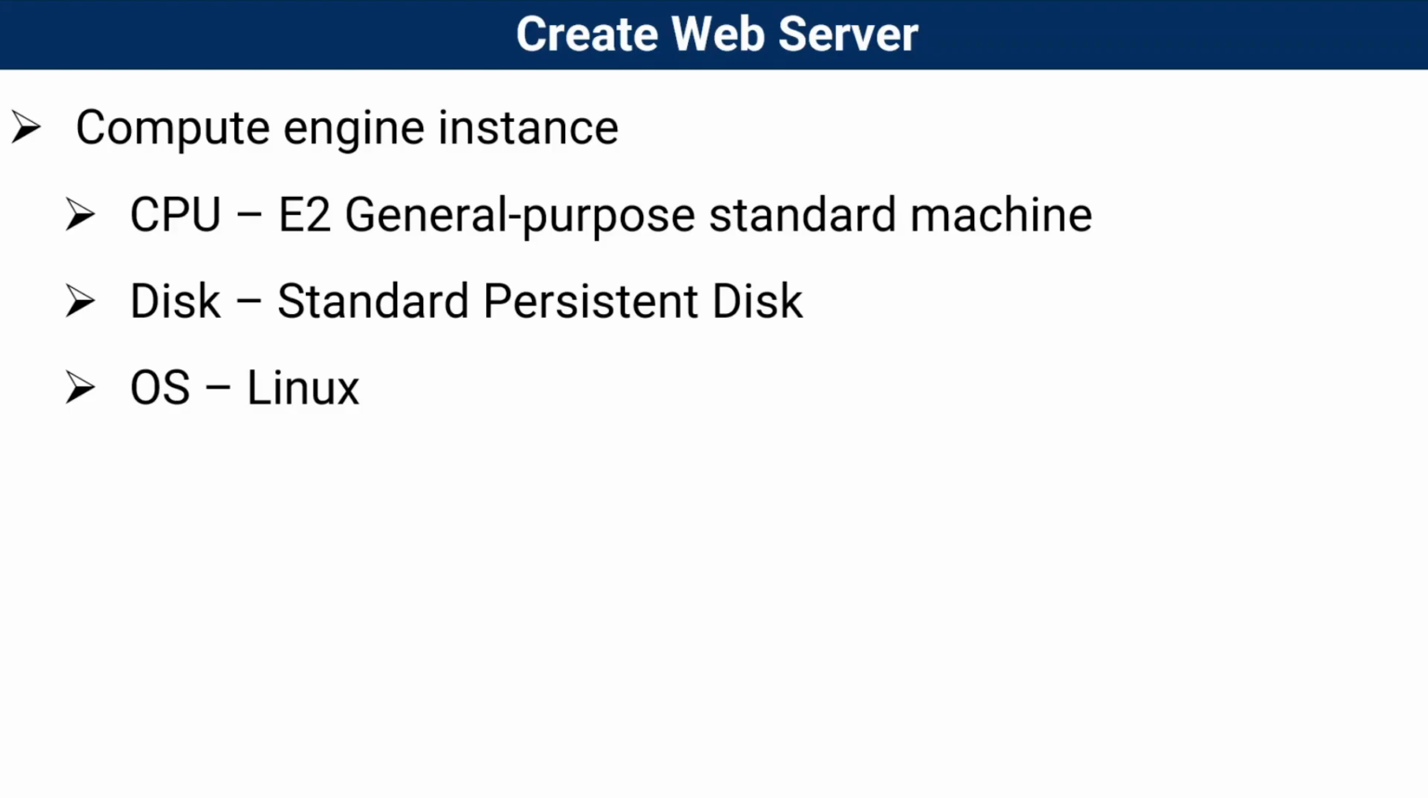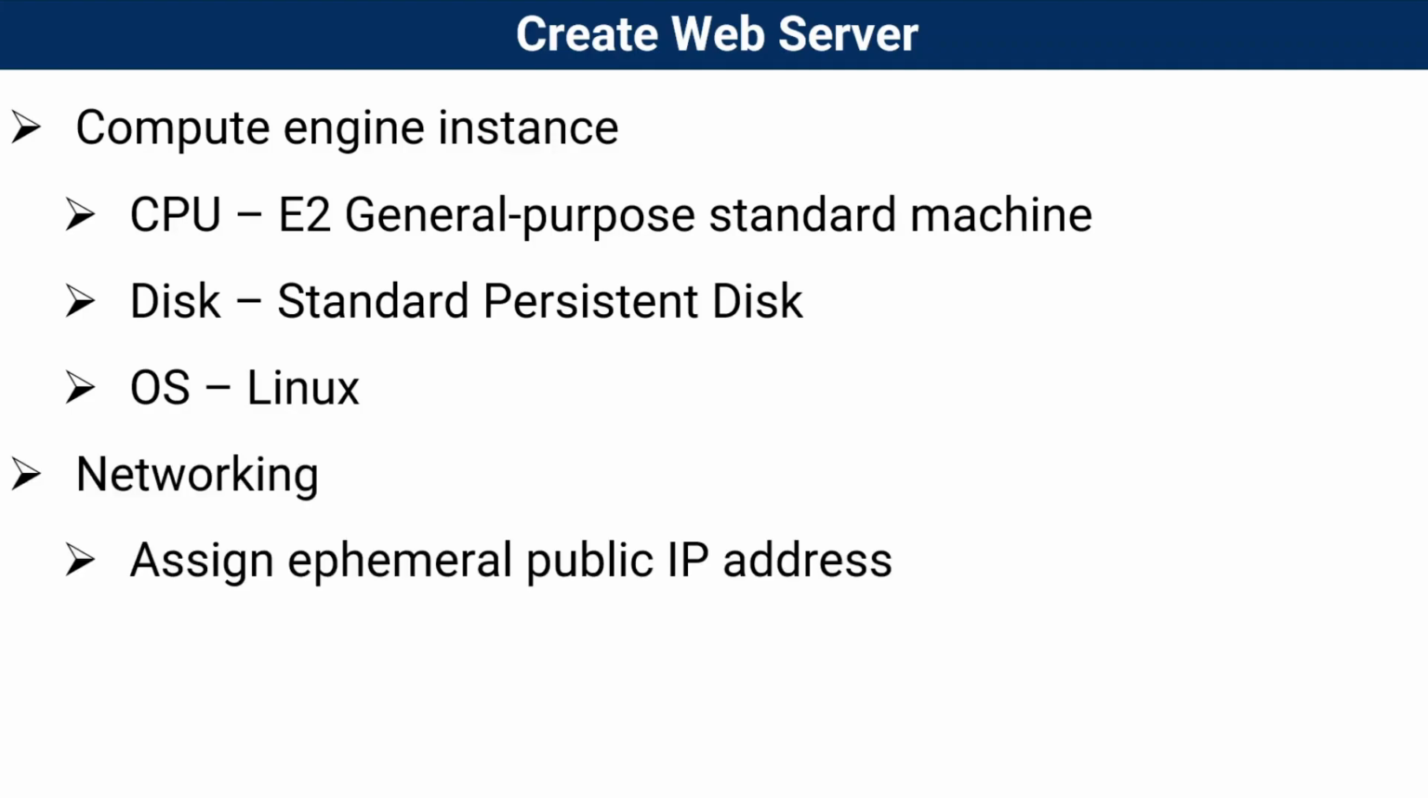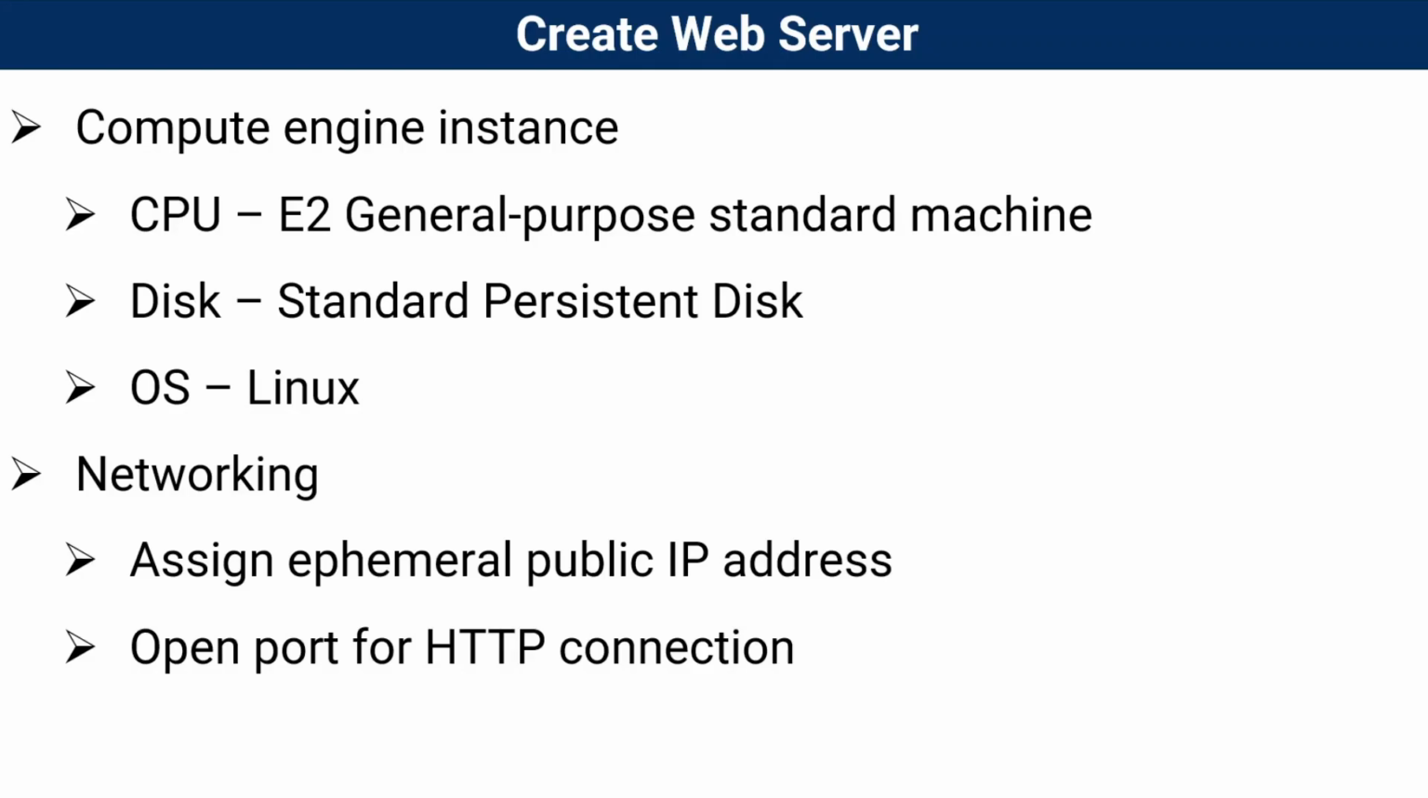And to connect to the web server running inside this VM from local machine, we must assign the public IP address to this VM and open the port to allow HTTP traffic. The IP address that I will assign to this VM will be an ephemeral IP address. Ephemeral IP address is actually a temporary IP address that is assigned to the VM every time the VM is started. And this IP address goes away once the VM is shut down.